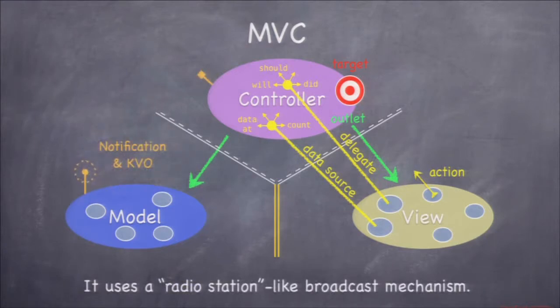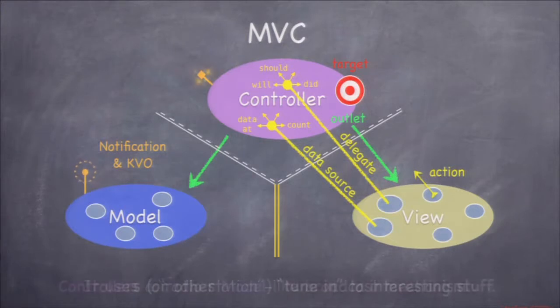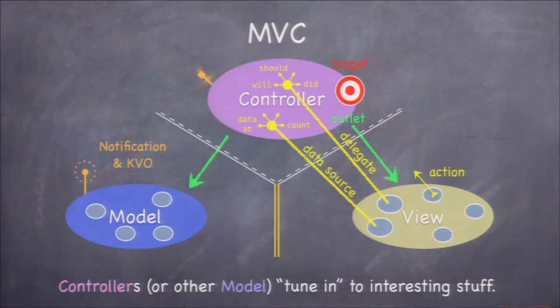We do that using kind of a radio station model. The model will use this concept to essentially broadcast information to anyone who's interested. The mechanisms for doing this in iOS are called notification and key value observing, KVO we call it. And so the model can just say, anytime something changes in my model, I'm just going to broadcast on my radio station. And then the controller simply tunes into that radio station.